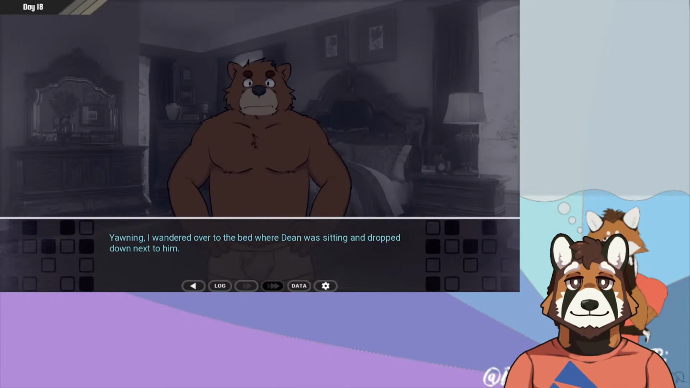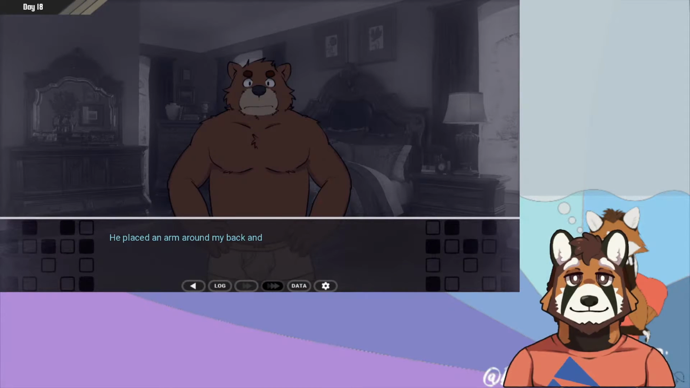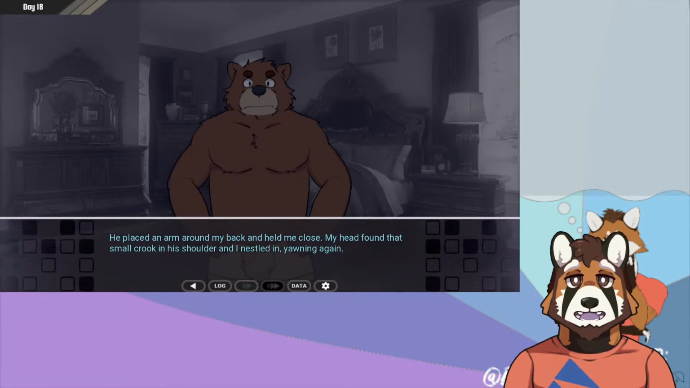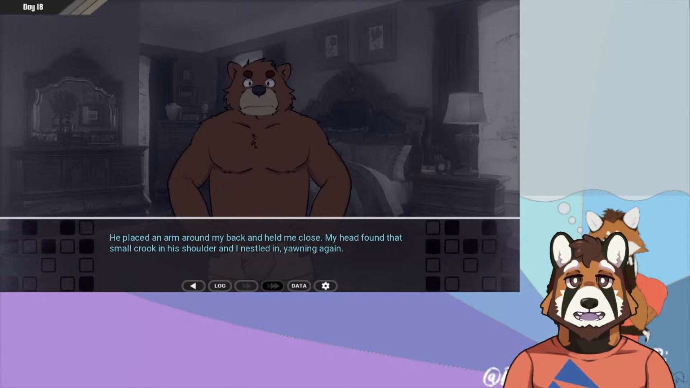Yawning, I wandered over to the bed where Dean was sitting and dropped down next to him. He placed an arm around my back and held me close. My head found that small crook in his shoulder, and I nestled in, yawning again.